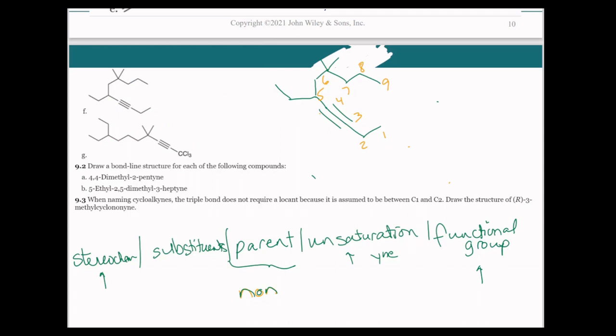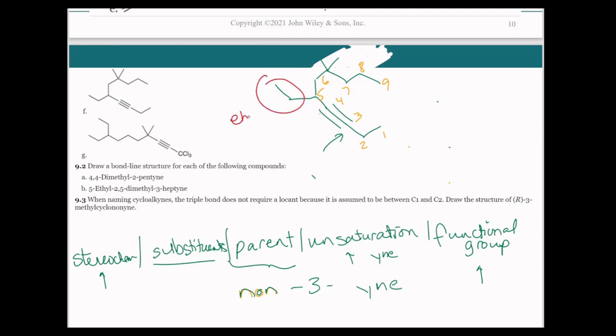Now we don't have a functional group other than the alkyne, so we're going to enter YNE for the unsaturation. Okay, we need to put our locant there. In this case, the first carbon of the alkyne that we encounter is carbon number 3, so this would be 3-yne, or you could say non-3-yne. And then we just have substituents because we don't have any stereochemistry. So what are our substituents? I'm going to get a different color here. Okay, we have this one, which is ethyl.